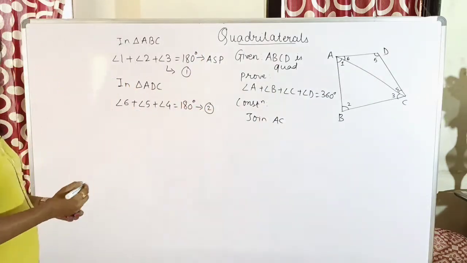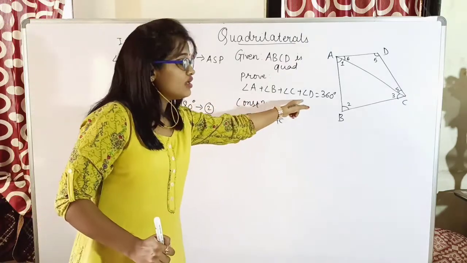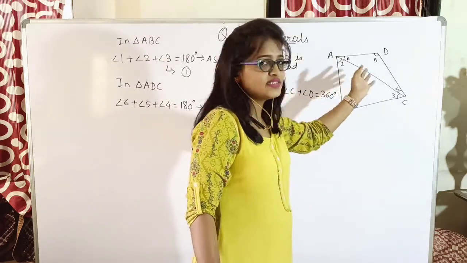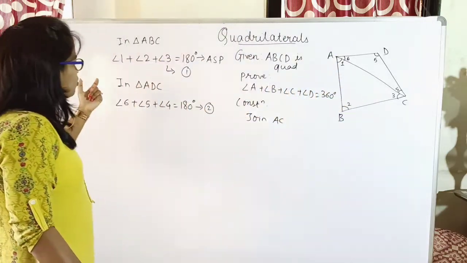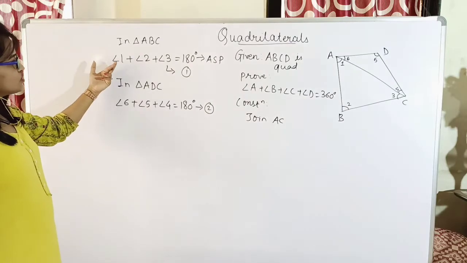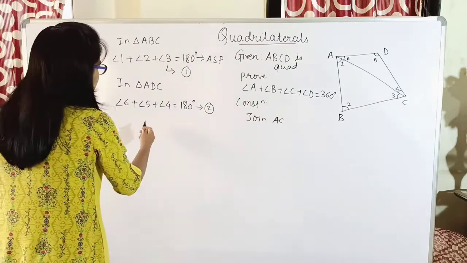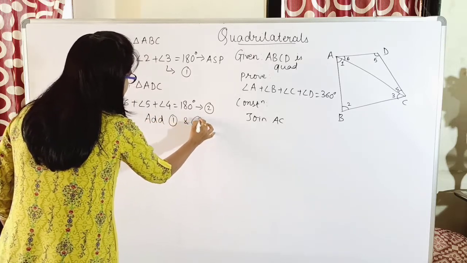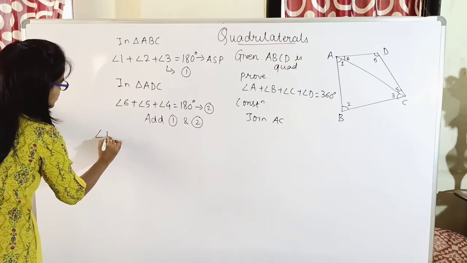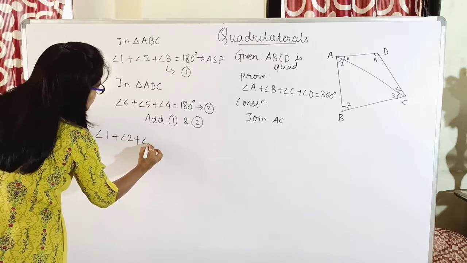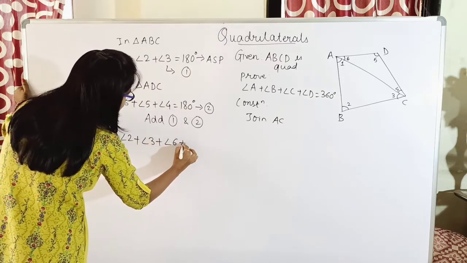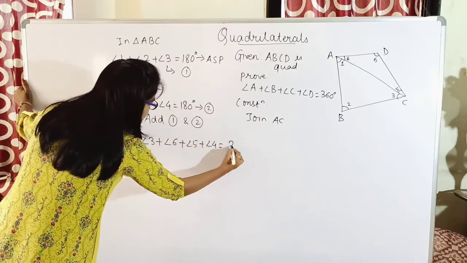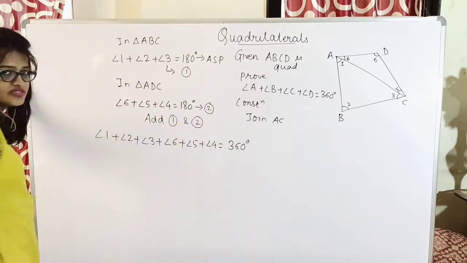Now, I want to prove that the sum of all interior angles is 360. So definitely I have to add all the angles present inside the quadrilateral. So, what could be done? Let us add equations 1 and 2. Whenever you are adding two equations, how do we add? We add their LHS and we add their RHS. So adding their LHS will give me angle 1 plus 2 plus 3 plus 6 plus 5 plus 4 equal to 180 plus 180, that is nothing but 360. Let me write it directly, 360.